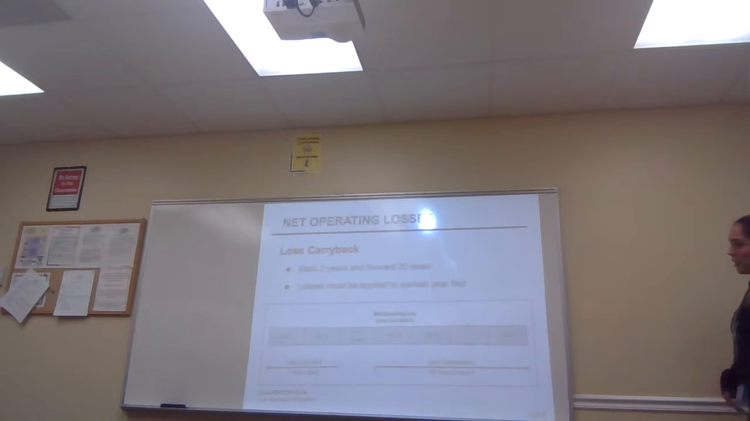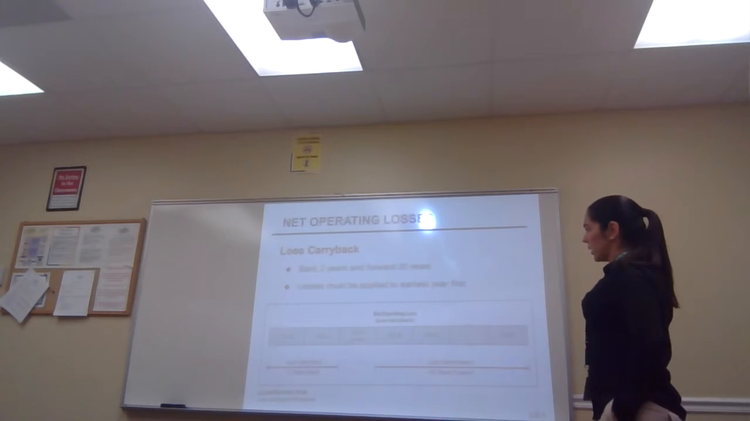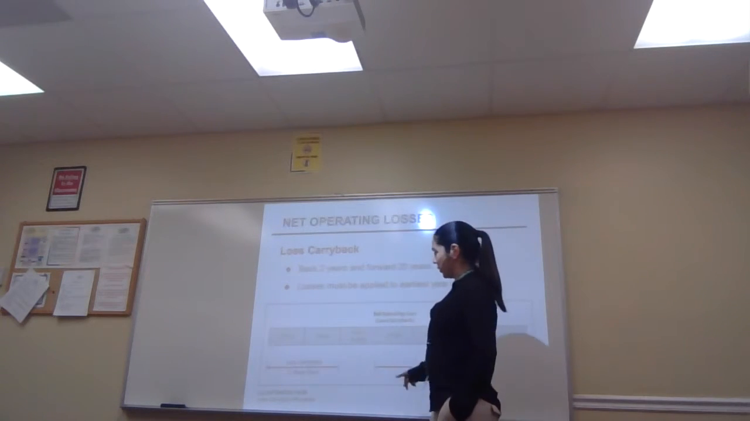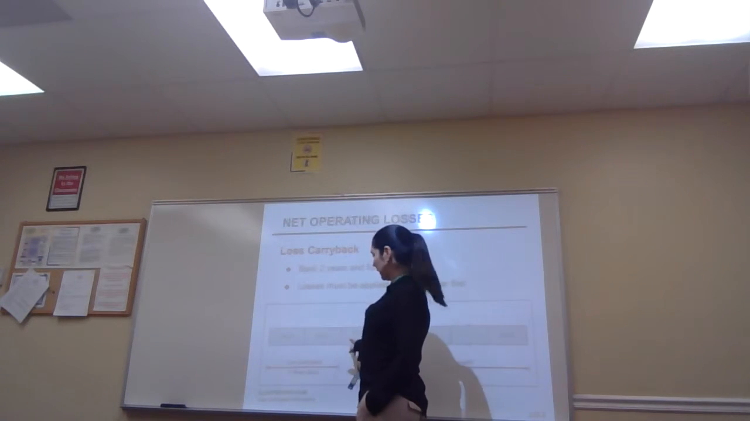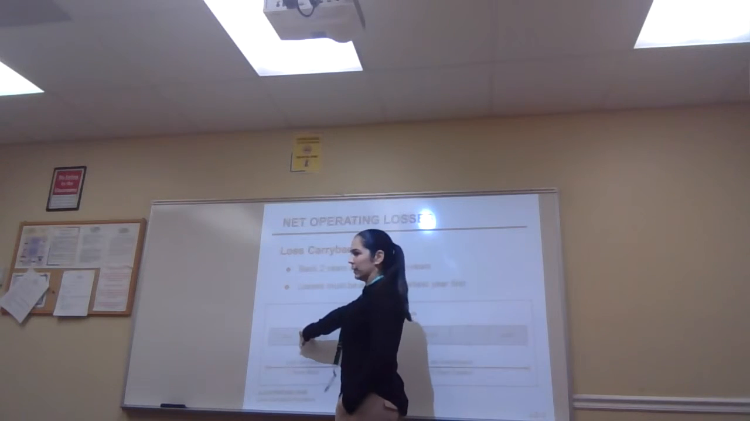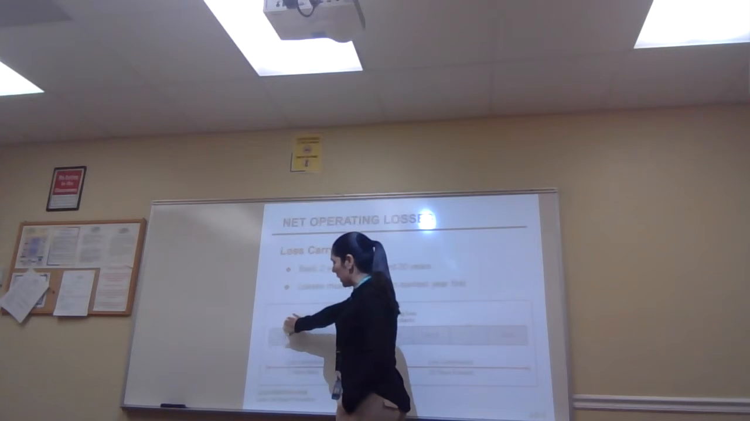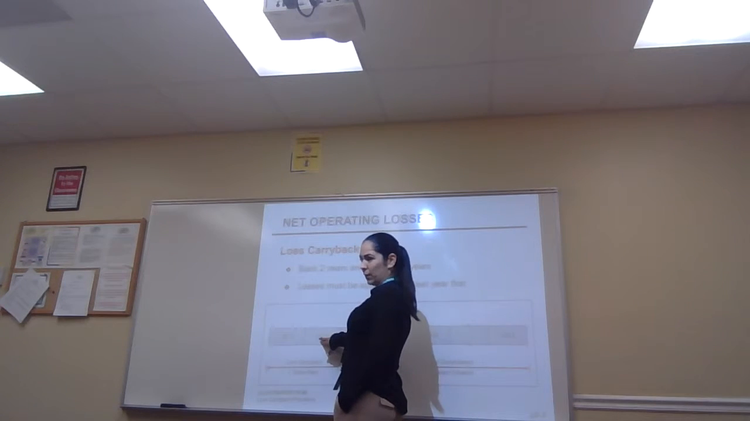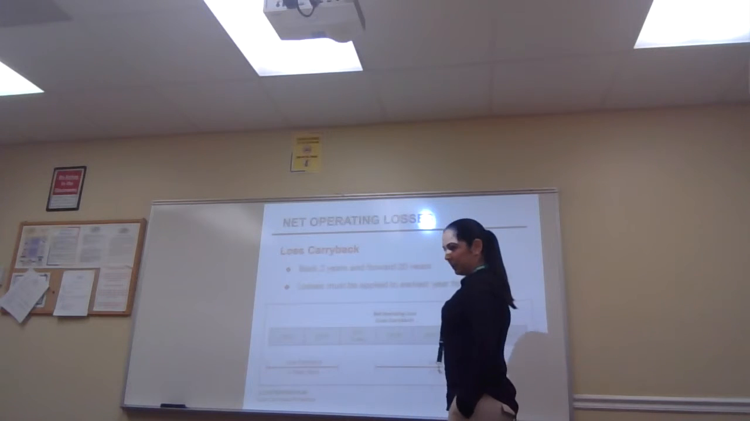So, back 2 years, forward 20 years. Losses must be applied to the earliest year first. So when you carry it back 2 years, you don't get to pick what year. You don't get to say, let's say you have $10,000, I'm going to put 5,000 here, 5,000 there. It doesn't work that way. You have to first carry it back here, and if there are any losses left, then it carries forward to the next year. Does that make sense?